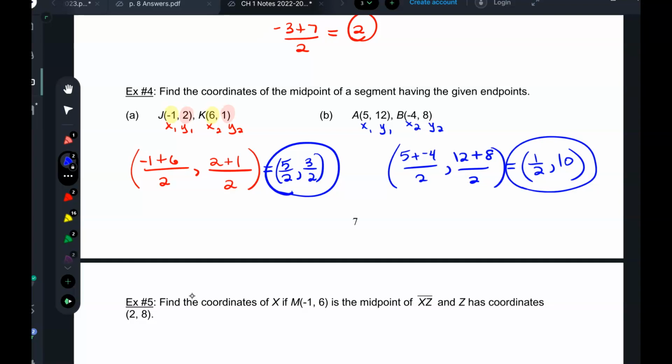Welcome to high school math. High school math classes can be a little more intense than maybe your middle school.